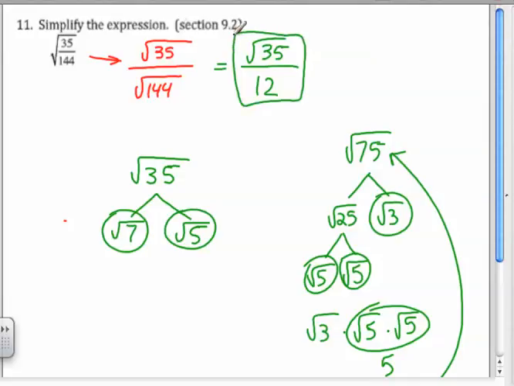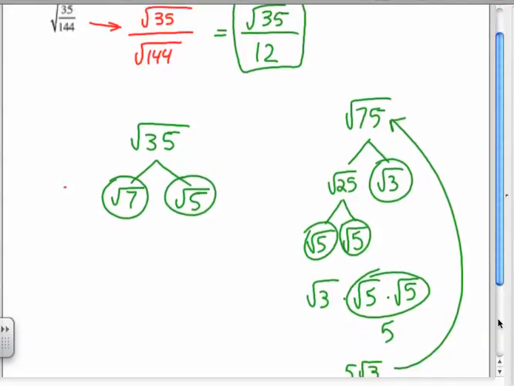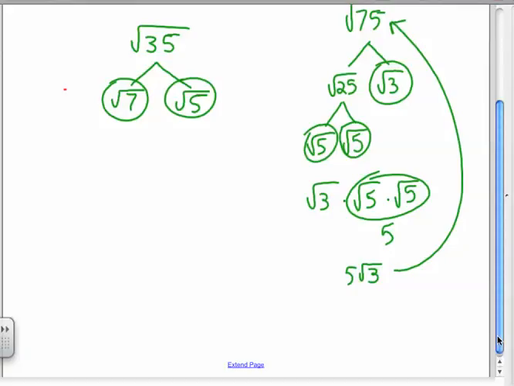Quick question: if the top one was 75, would you write 5 root 3 over 12? So the question was, if the numerator was the square root of 75, would I write it as 5 times the square root of 3 over 12? Yes. And if I could reduce here, I would. But 5 and 12 don't reduce. Okay, so we just leave it as 5 root 3 over 12.